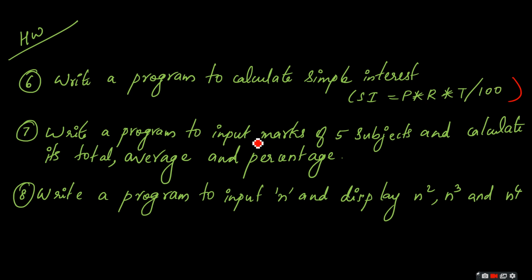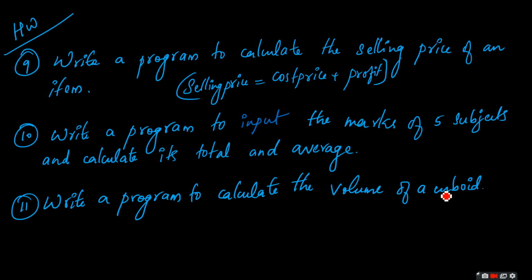Next question, write a program to input marks of 5 subjects and calculate its total, average and percentage. Next question is write a program to input the value for n and display n square, n cube and n raised to 4. Next question, write a program to calculate the selling price of an item. Selling price equal to cost price plus profit. Next question, write a program to input the marks of 5 subjects and calculate its total and average.